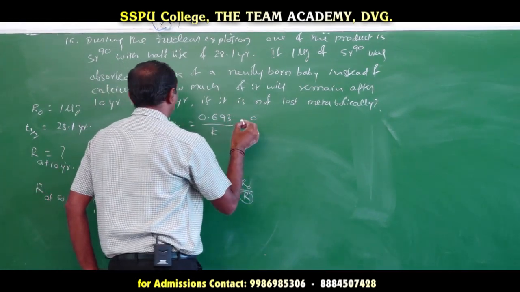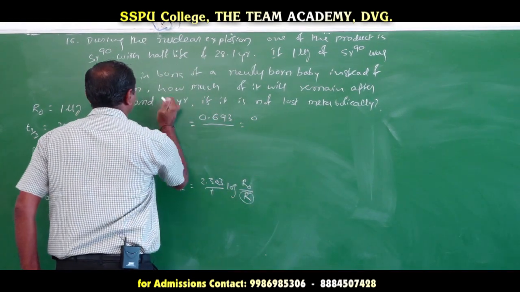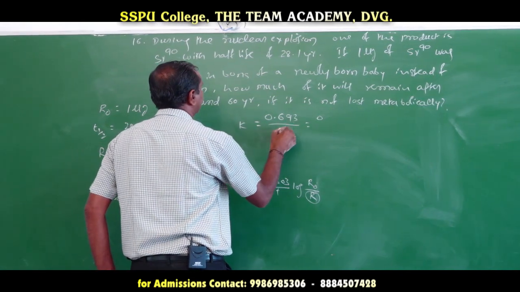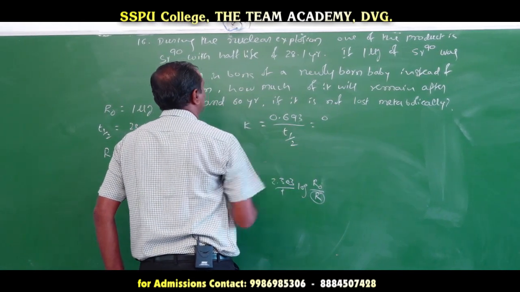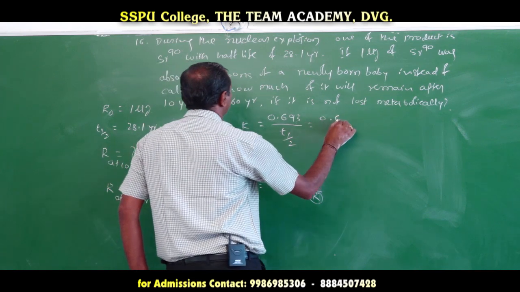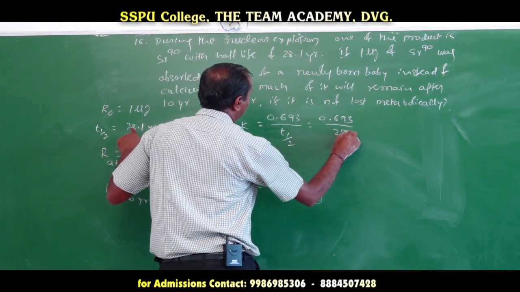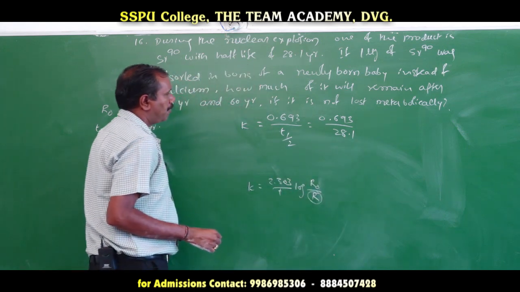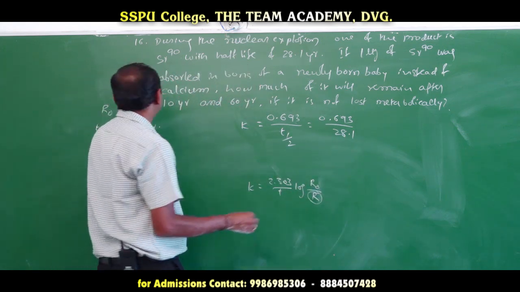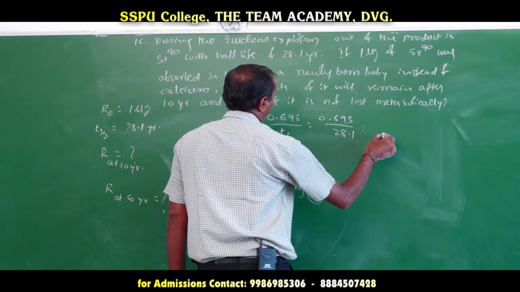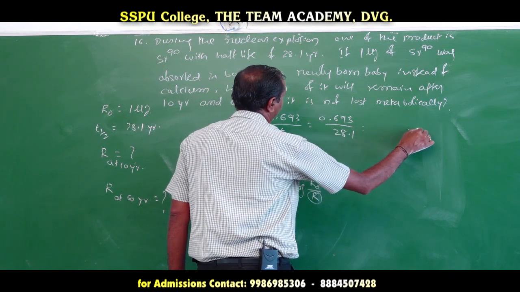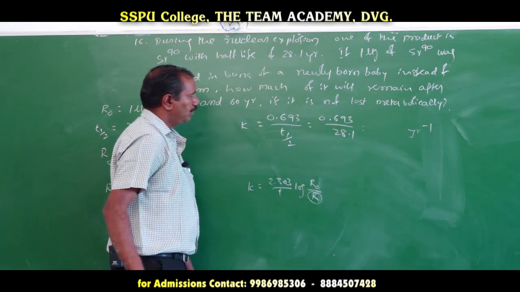K equals 0.693 by T half. What is the T half value? 28.1. So that is in terms of years, that is a per year value.